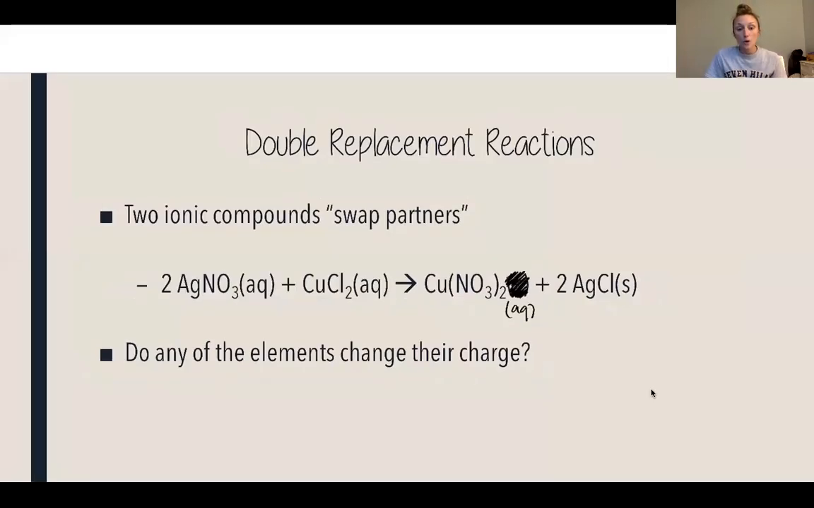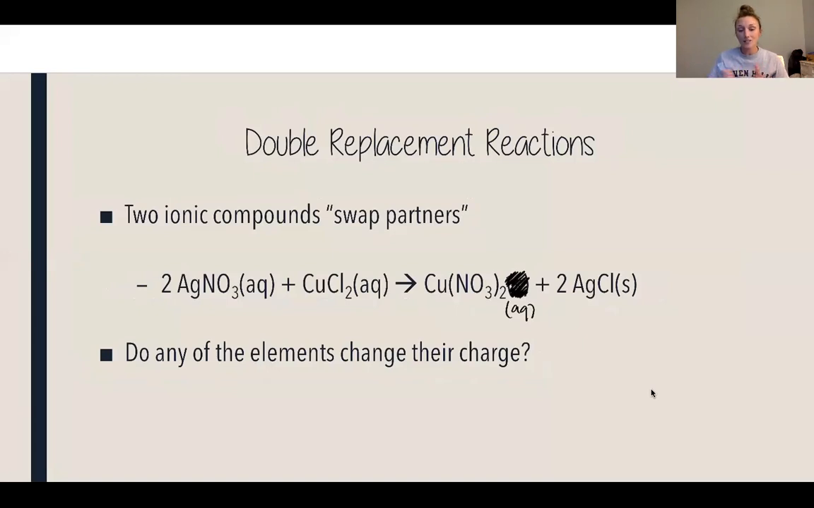All right, so as a reminder, double replacement reactions. In a double replacement reaction, there are two ionic compounds and they swap partners. So you've got two ionic compounds and you're going to end up with two ionic compounds at the end as well, but they're going to be different pairs of cations and anions. You have an example of a double replacement reaction here where we have silver nitrate and copper 2 chloride yielding copper 2 nitrate and silver chloride.